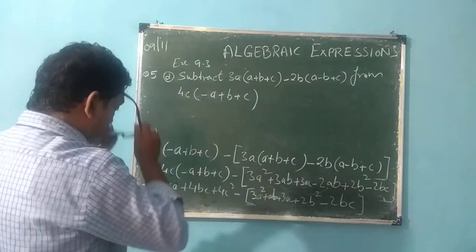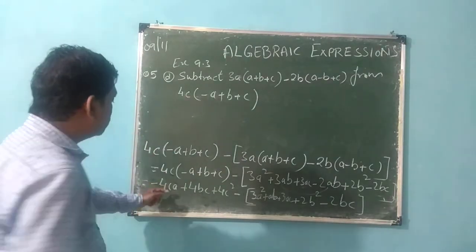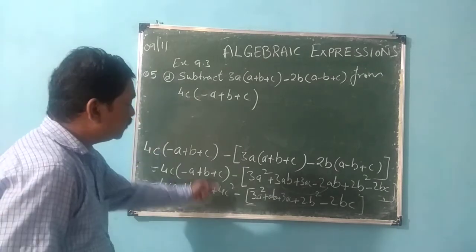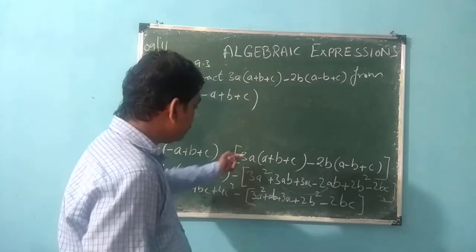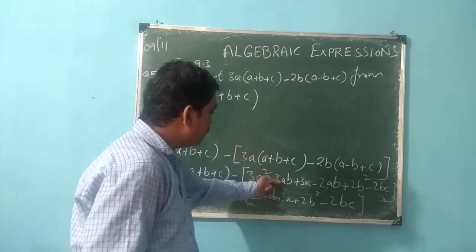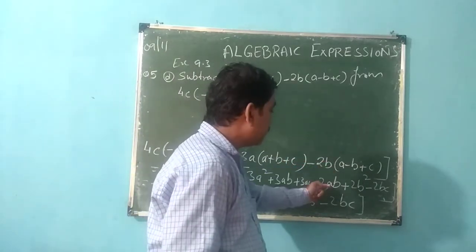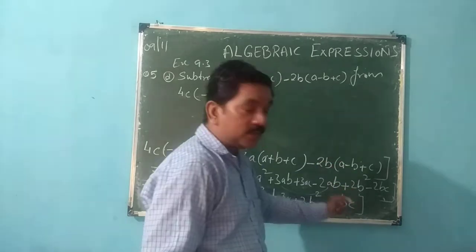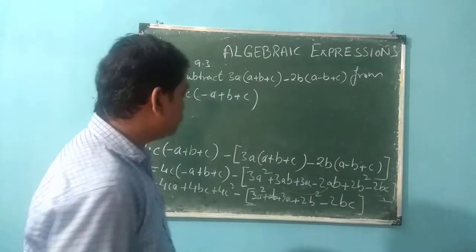Now, what we are supposed to do is we'll multiply now. 4c into minus a is minus 4ca. 4c into b is 4bc. 4c into c is 4c square. Minus is this minus. After that, 3a into a is 3a square. 3a into b is thrice ab. 3a into c is thrice ac. Minus 2b into a is minus twice ab. Minus into minus is plus. 2b into b is 2b square. Again, minus into plus is minus. 2b into c is minus twice bc.